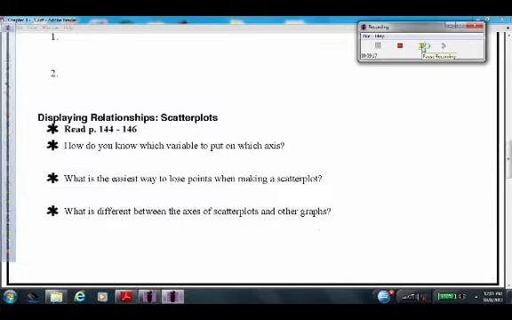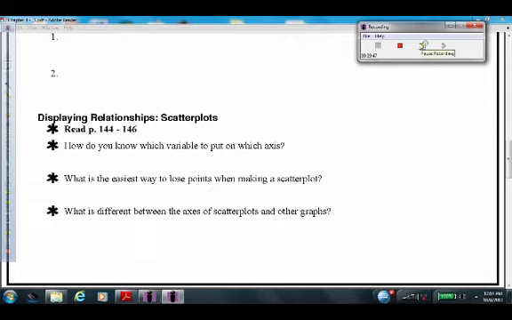Now, another thing to remember is that the only choice for displaying the relationship between two quantitative variables is a scatter plot. For a single variable, there are many choices. You could use dot plots, histograms, box plots, and stem plots. But for two variables, a scatter plot is what we use.